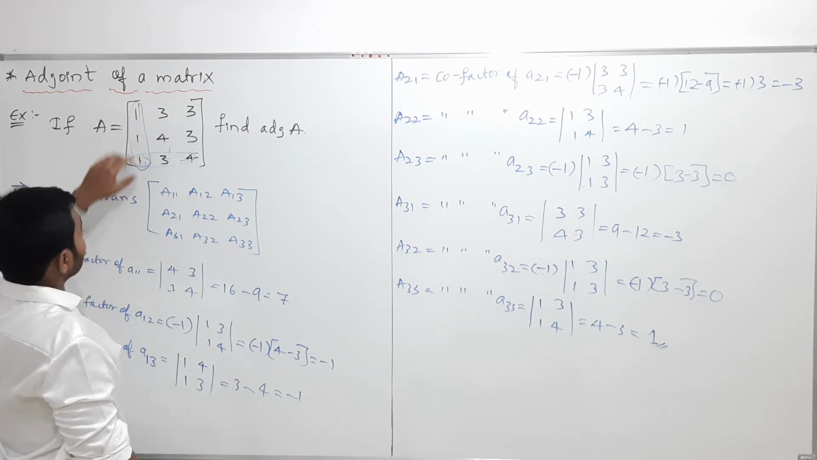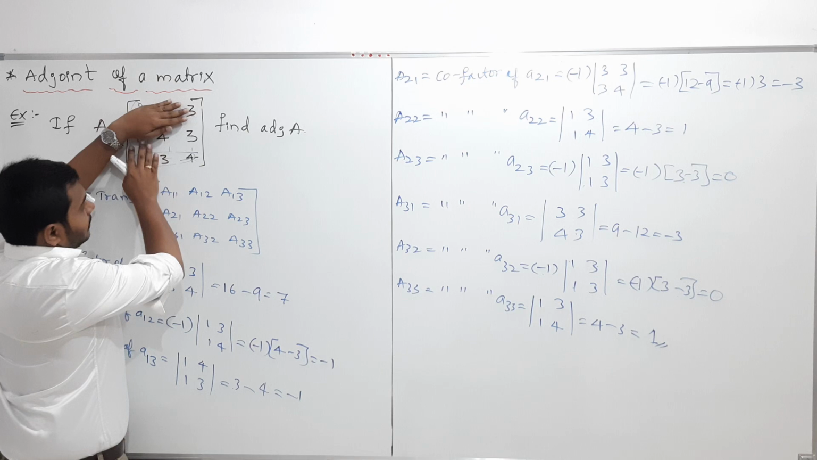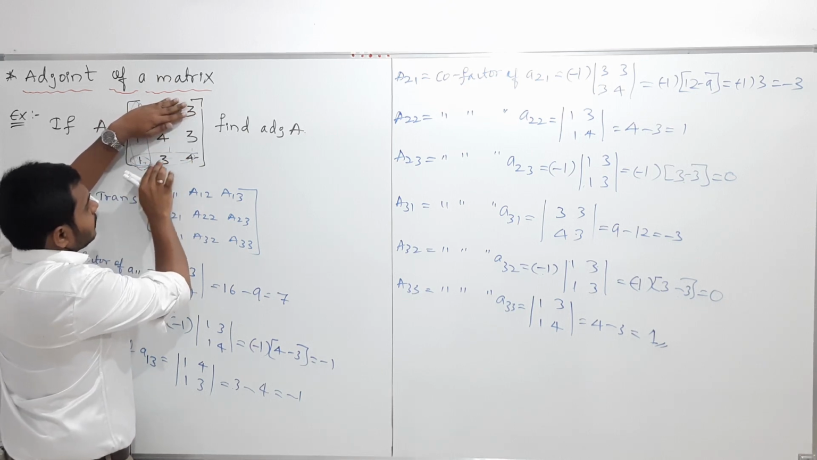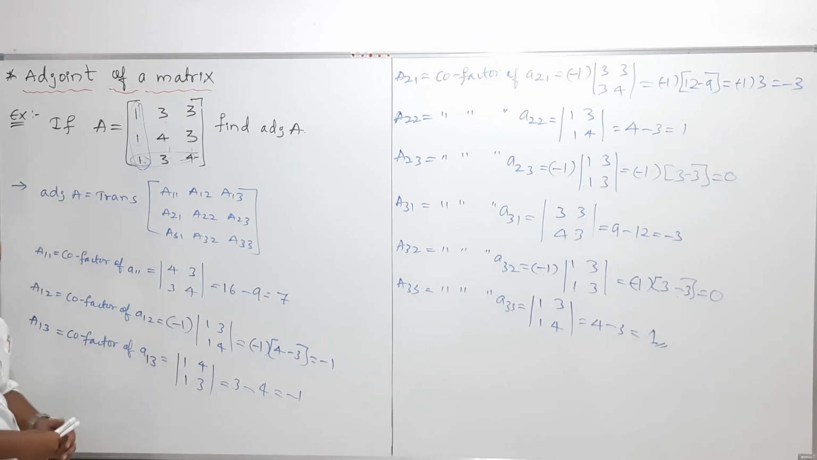And now A11 means the minor. How to calculate it? Delete this row and this column, and the remaining elements are the only ones you should calculate. 4 fours are 16, minus 3 threes is 9. 16 minus 9 is equal to 7. Like this we can calculate.